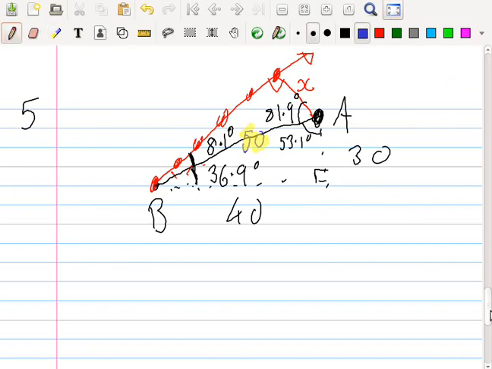Okay, now we're nearly finished. So on the triangle on the top, I have all the angles and the hypotenuse, and I would like the opposite. So what should I use? Sine. So I can say sine 8.1 equals x over 50.